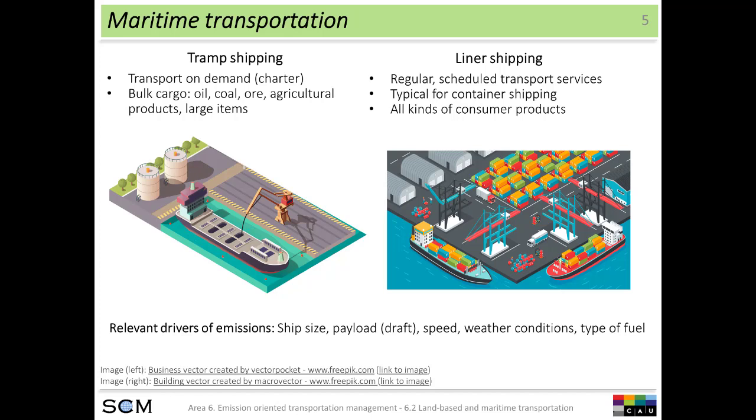Other types of goods, especially consumer products, are typically transported in containers on container ships. And container services are organized in so-called liner shipping, which means that the ship operators set up a regular scheduled transport service that visits a set of ports in a predefined sequence on a regular basis, for example once per week. What are relevant drivers of emissions in the maritime industry?